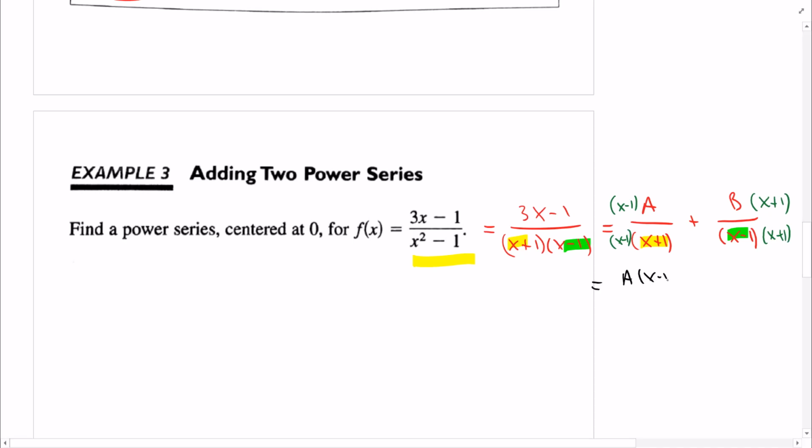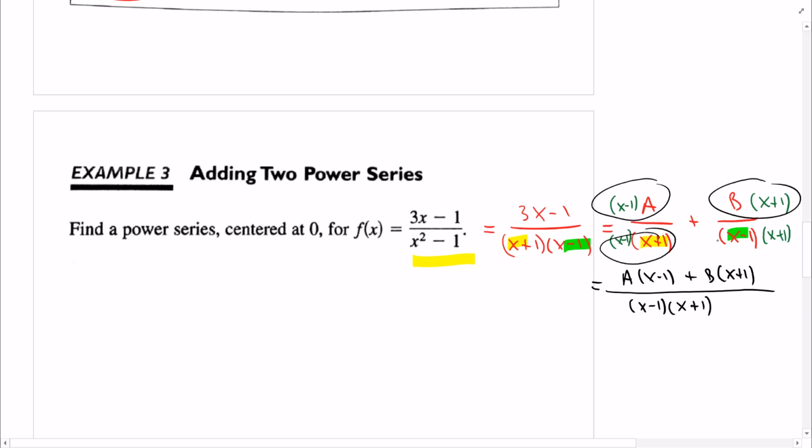a times x minus 1 plus b times x plus 1, right? I just wrote this and that down there. And because they have a common denominator, when we add them, the common denominator will stick, right? So we're down to that. These two things multiplied, right? That's just these guys here. And then what we need to do is arrange all the x pieces together and all the non-x pieces together, and then figure out what the coefficients are so they equal this. So this is going to require us to actually distribute. We're going to get ax minus a plus bx plus b.